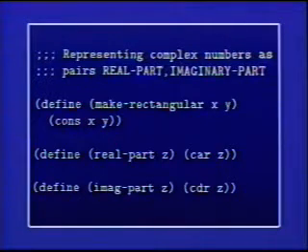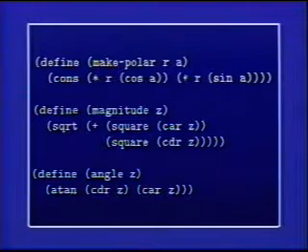How do I deal with the magnitude and angle? Well, if I want to extract the magnitude of one of these things, I get the square root of the sum of the square of the car plus the square of the cdr. If I want to get the angle, I compute the arctangent of the cdr and the car. This is a Lisp procedure for computing arctangent. And if somebody hands me a magnitude and an angle and says, make me a complex number, well, I compute the real part and the imaginary part, r cosine of A and r sine of A, and stick them together into a pair.